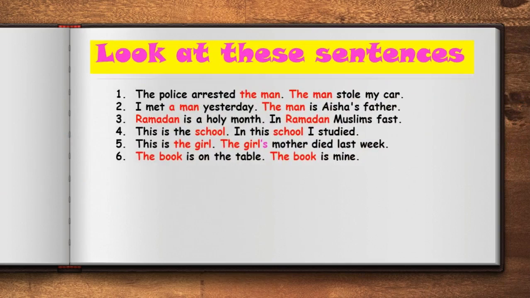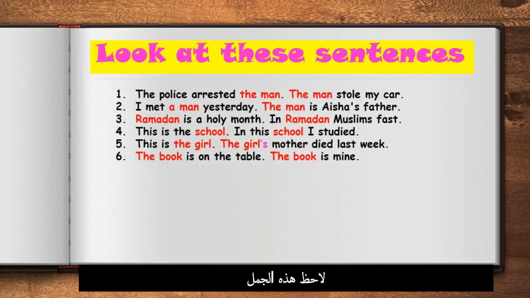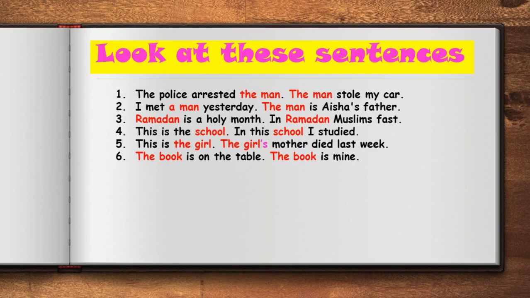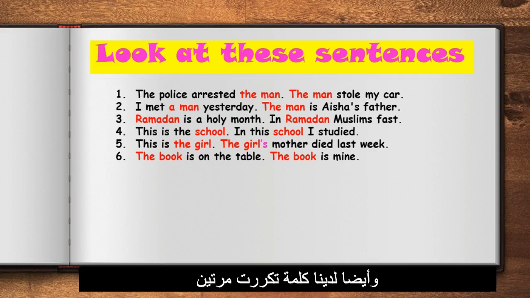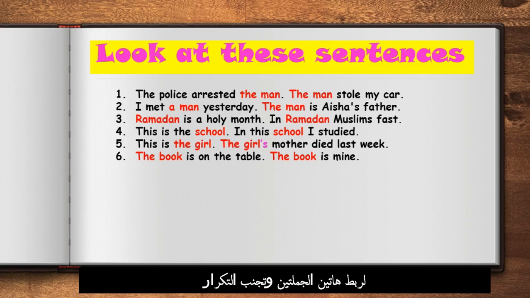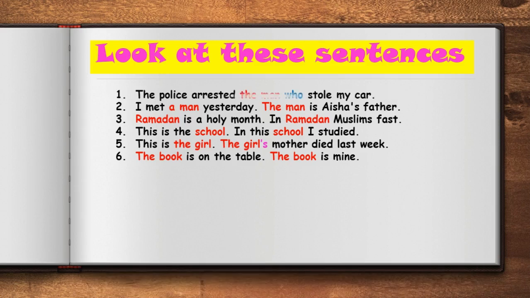Very good. So now I want you to look at these sentences here, from 1 to 6. In every one we've got two sentences. For example, in number 1, we've got: the police arrested the man; the man stole my car. We've got two sentences here, and also we've got a word that keeps repeating, which is the man. So here comes the job of relative pronouns, to avoid repetition and to join these two sentences together. For example, when we use the relative pronoun, we're going to say: the police arrested the man who stole my car.